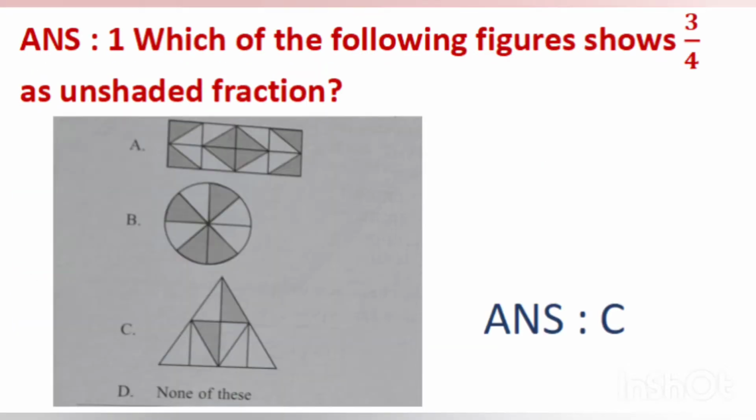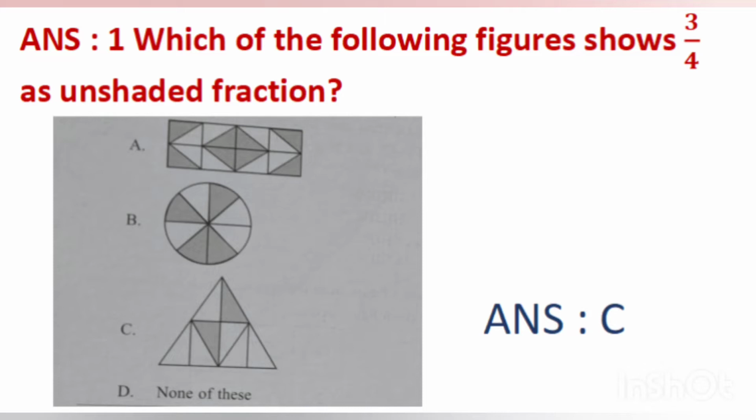Now let's have the explanation of the questions. First question, which of the following figures shows 3 by 4th as unshaded fraction? So here unshaded fraction you have to see. Now 3 by 4, that means 3 parts of 4 equal parts. So here in any of the figures you can see the 4 parts are not given.